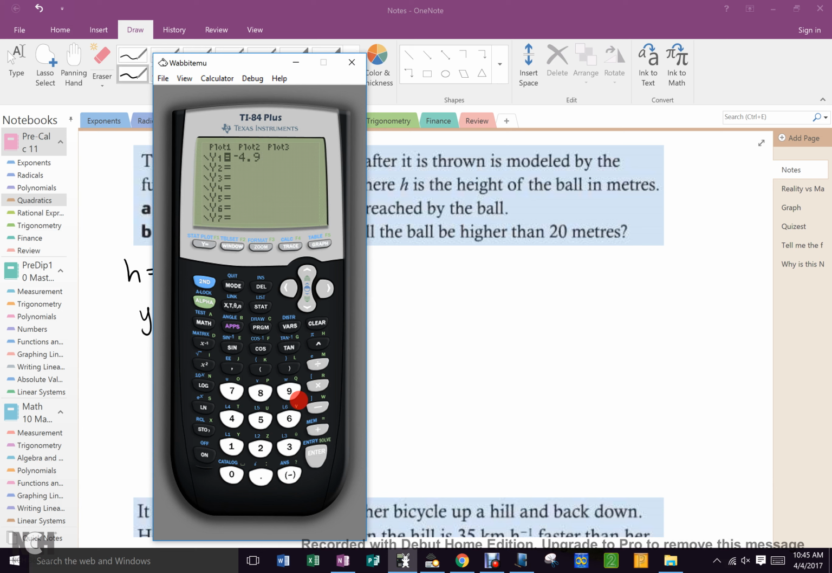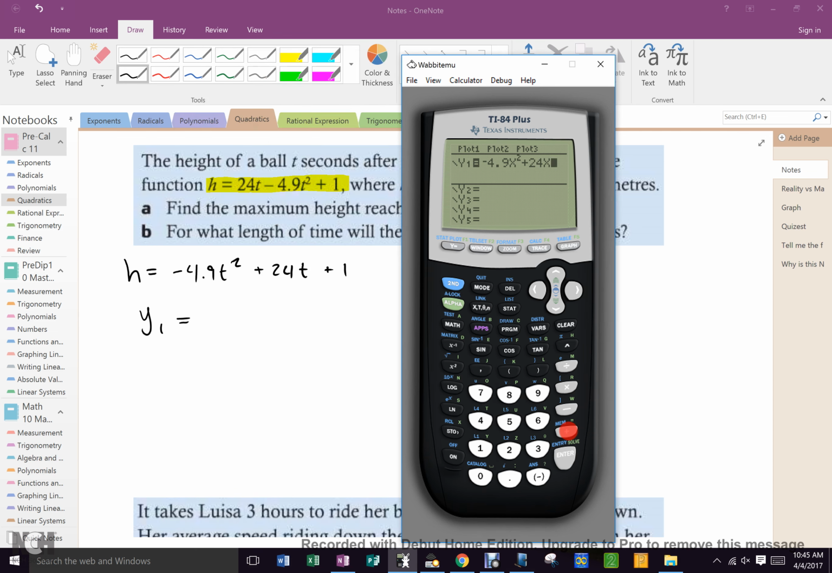Now, we've been using X. Now I have a T. Does it matter? Of course not. I still hit the variable button. Squared. Plus 24. And plus 1, yes? Now, will this work with the current window I have? Remember, I've set mine at 10 by 10. Graph.